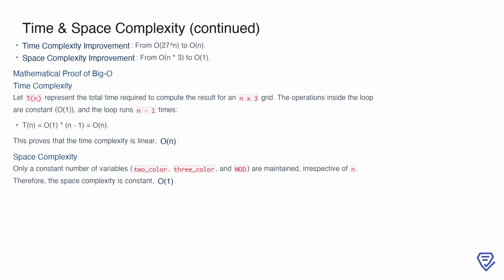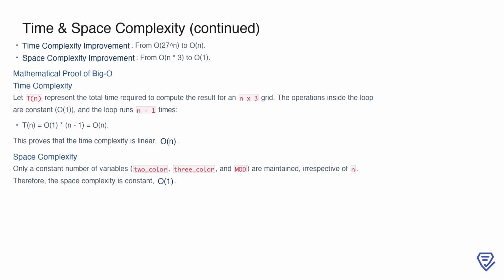Finally, let's mathematically justify the O(n) time complexity of this solution. If we let T(n) represent the total time taken for n rows, the initialization and final computation each take O(1). The main for loop iterates n minus 1 times, and each iteration involves constant time operations, such as arithmetic calculations and variable assignments.